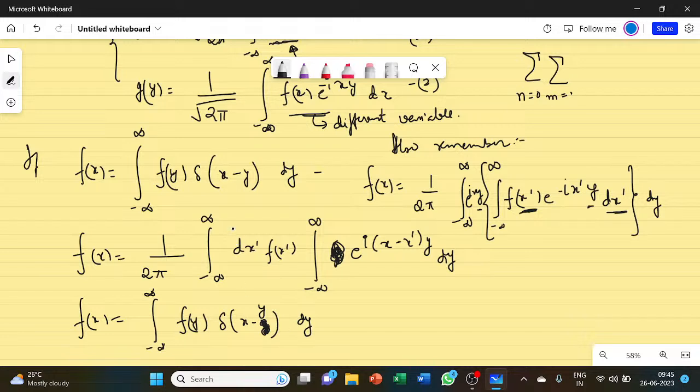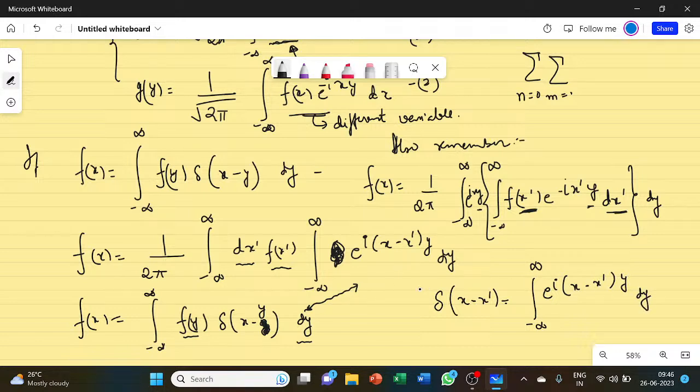Okay, now if I try to compare both of them, so basically here you have dx dash f of x dash, you have f of y and dy, right? You have f of y and dy. So when I say that I have to compare both of them, what I'll get, instead of just y, if I write Dirac of x minus x dash, then this Dirac of x minus x dash is simply minus infinity to plus infinity e to the power iota x minus x dash times y dy. So if you compare, you will get this.